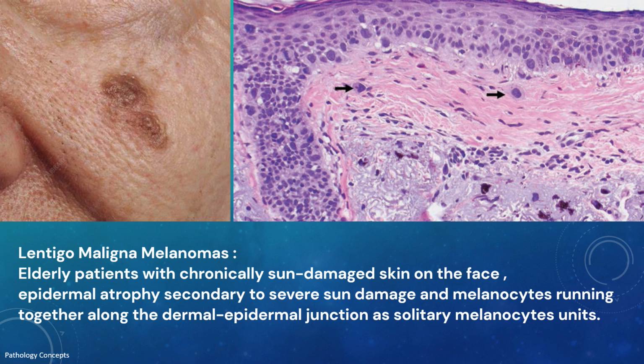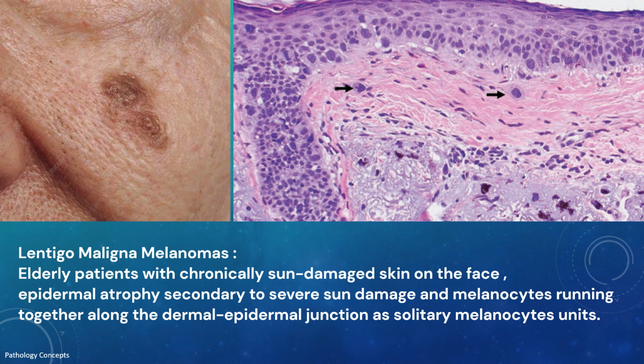Third is lentigo maligna melanoma. It is seen in elderly patients with chronically sun-damaged skin on the face. Characteristic histological findings of this lesion include epidermal atrophy secondary to severe sun damage and melanocytes running together along the dermal and epidermal junction with epidermal extension.